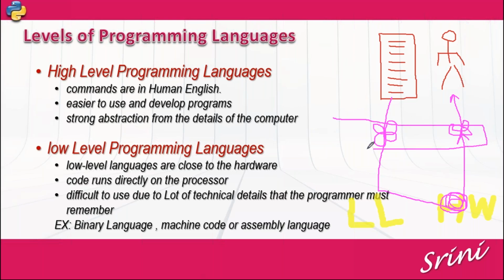This translation process can be done in two different ways. One is by using an interpreter, the second one is by using a compiler. Here you have to understand that a couple of languages are compiler based programming languages, a couple of languages are interpreter based programming languages, but our Python is completely an interpreter based programming language. Python is not a compiler based programming language. Python is an interpreter based programming language.